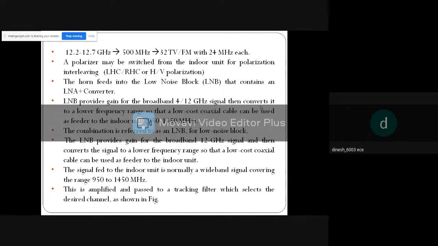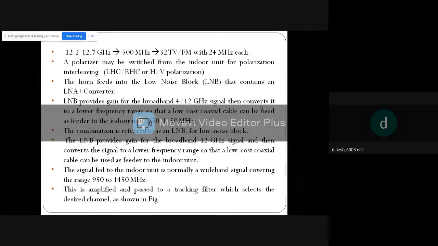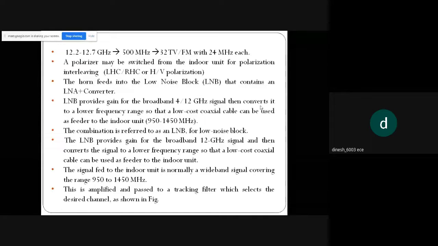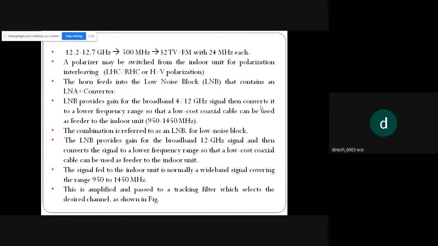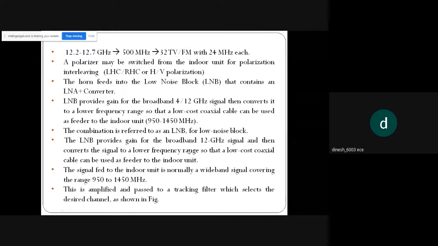Then the horn is fed to a low noise block that has a low noise amplifier and a converter, which provides a gain for a broadband 4 to 12 gigahertz signal and converts it to a lower frequency of 950 to 1450 megahertz for the indoor unit using the feeder. This combination is referred to as the LNB, or low noise block, having an LNA, low noise amplifier, and a converter. The low noise block provides a gain for the broadband 12 gigahertz signal and then converts it to a low frequency so that a low cost coaxial cable can be used as a feeder to the indoor unit.